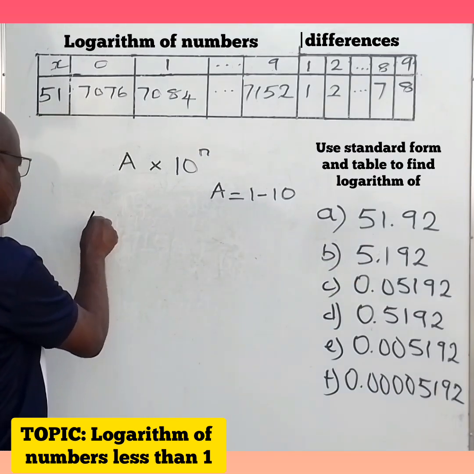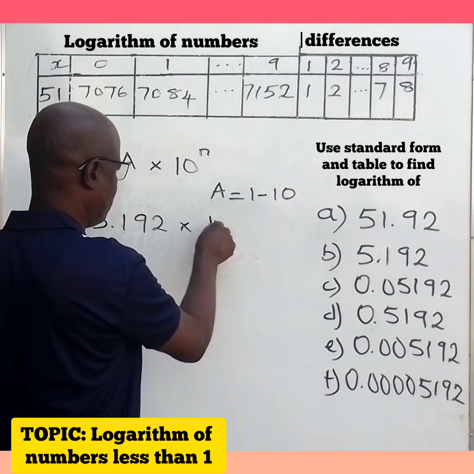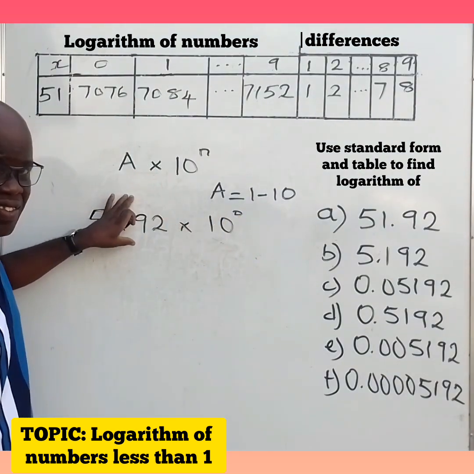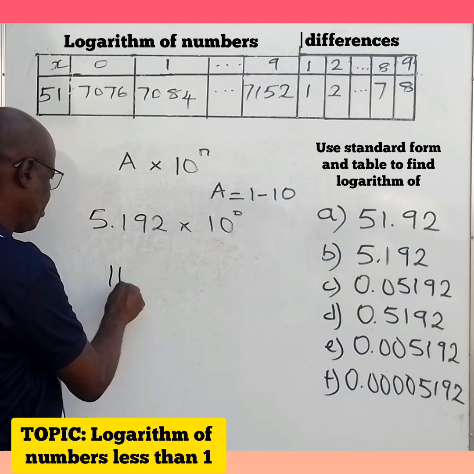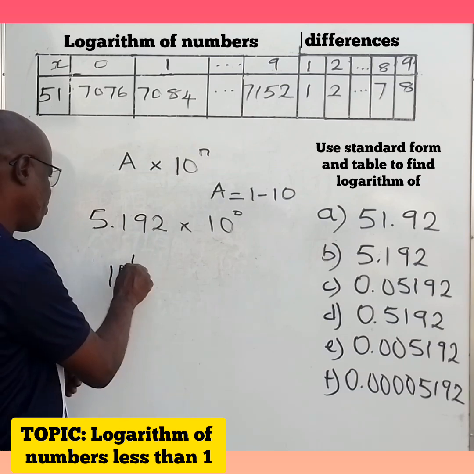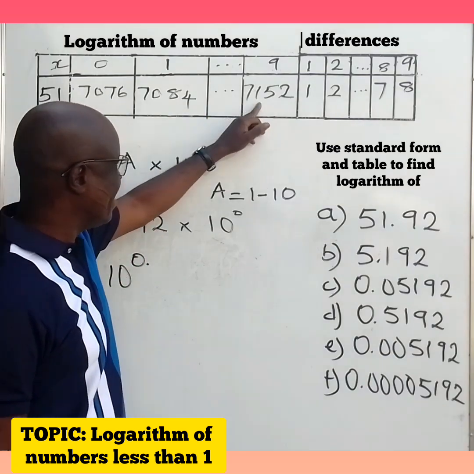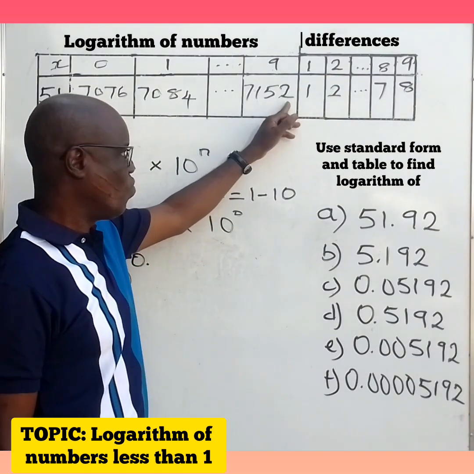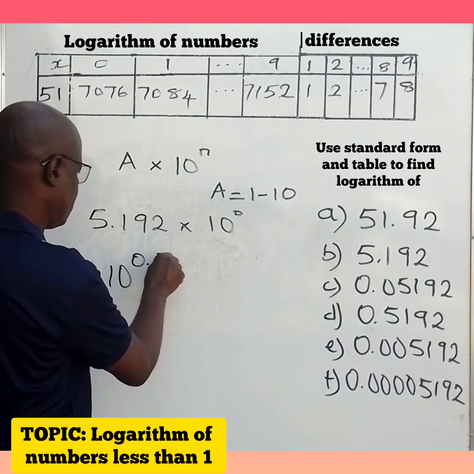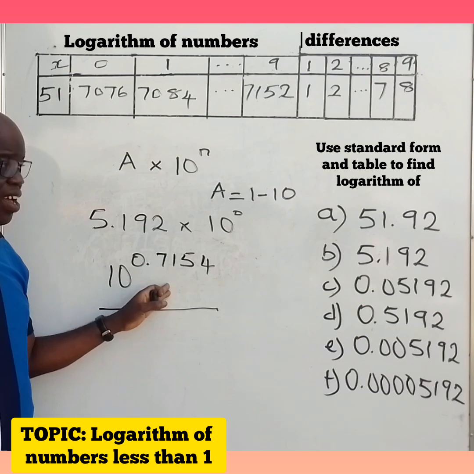Now, you now say 5, the same thing, multiplied by 10 raised to the power 0, because 10 raised to the power 0 is 1. So you have maintained this number. Find the characteristic of this 5. This is 1 digit. From 1, take away 1. You have 0. Now look for 51 under 9, difference of 2. That's 7154, because you are going to add this difference with this one. And that's all. That's how to do that.